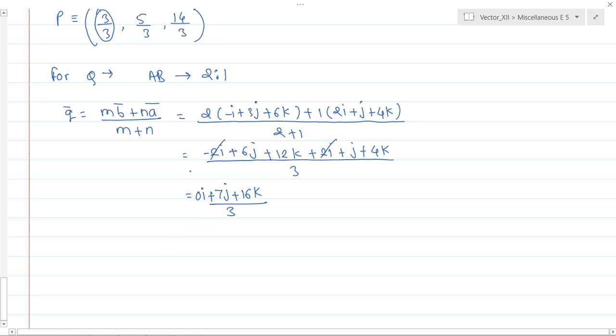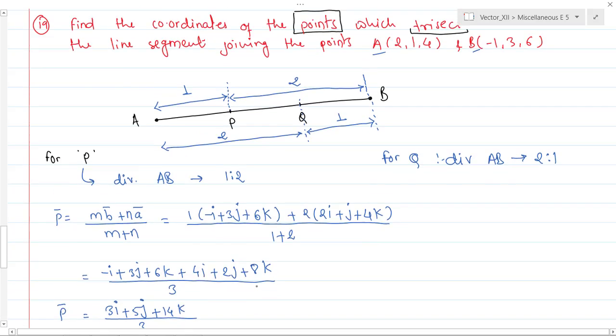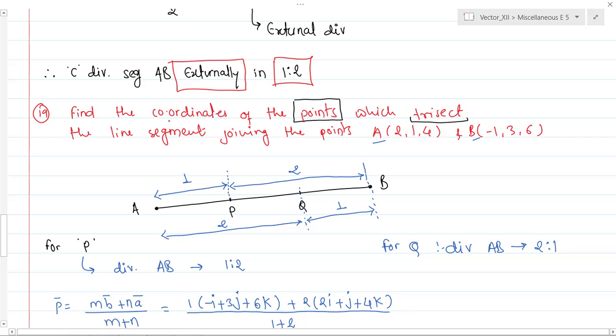So this becomes the position vector of point q bar. Okay. So the coordinate of the point will be equal to (0, 7/3, 16/3). So this becomes the coordinate of point Q. Excellent. Very good. So this is what they are asking us to find out: the coordinates of these points. So this becomes the coordinates of these 2 points. Understand the approach. Okay. Good.